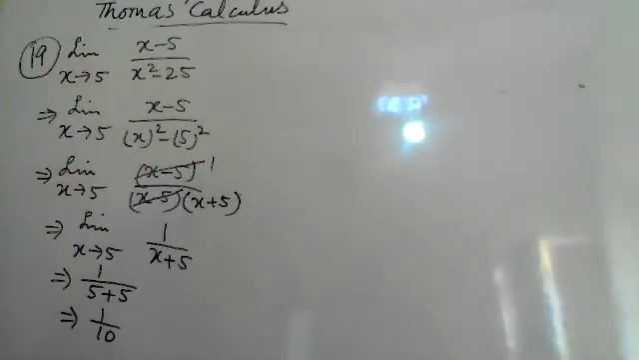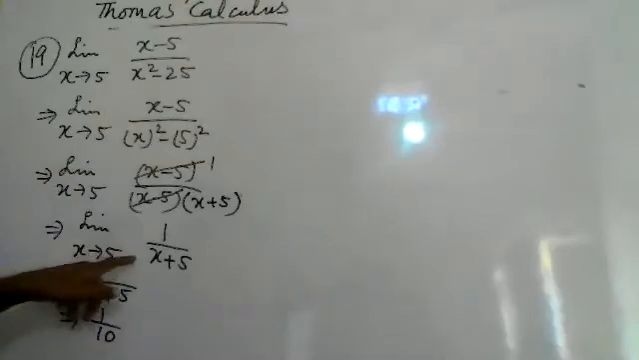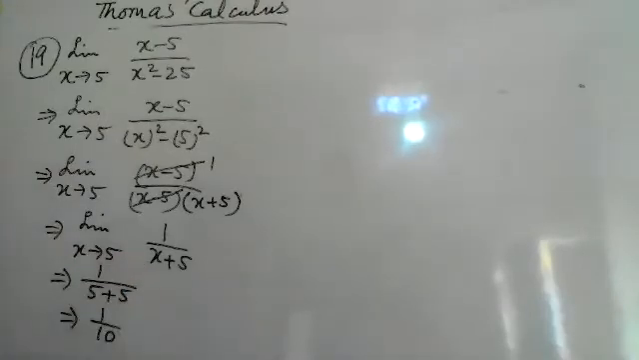Otherwise, your question will be wrong. You must write limit x tends to 5 until x is there in your expression, in your question. When you replace x by 5, no need to write the limit. No need to write this one. So that was question number 19.